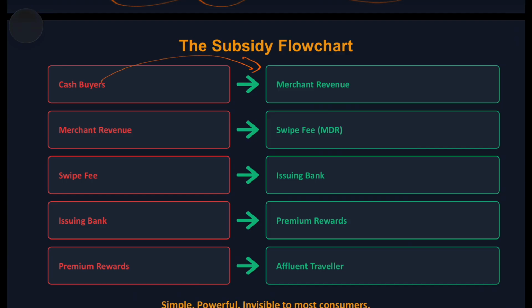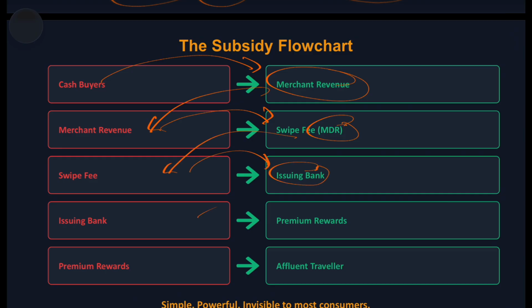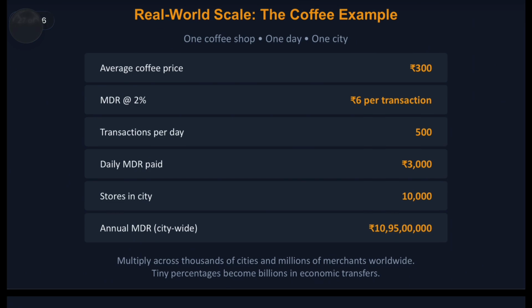So cash buyers are basically funding the merchant's revenue. The merchant's revenue is basically funding the MDR, or the swipe fees, which is going to the issuing bank. The issuing bank is basically buying premium rewards, and the premium rewards are being cashed out by the affluent travelers, right? It is simple, it is powerful, and most importantly invisible to most consumers, right?